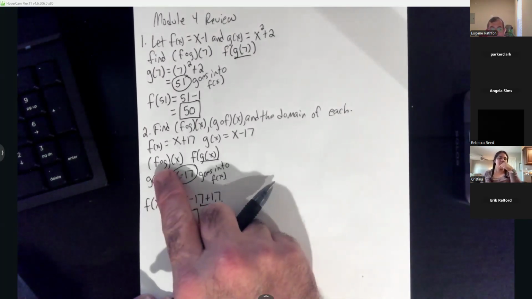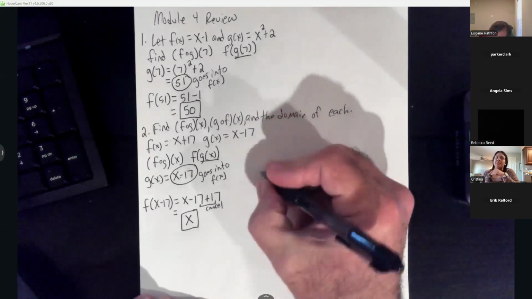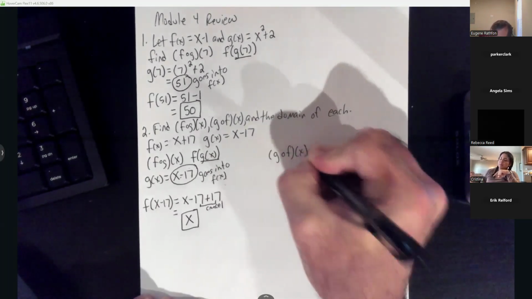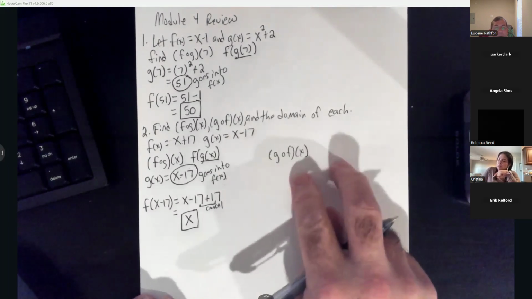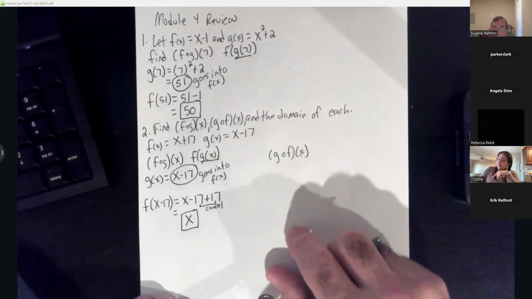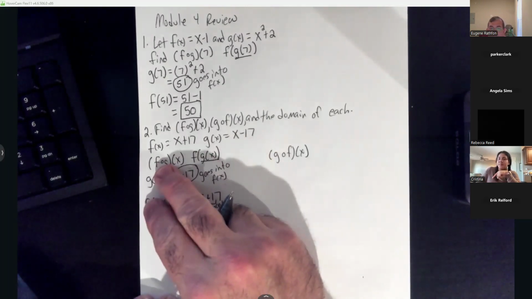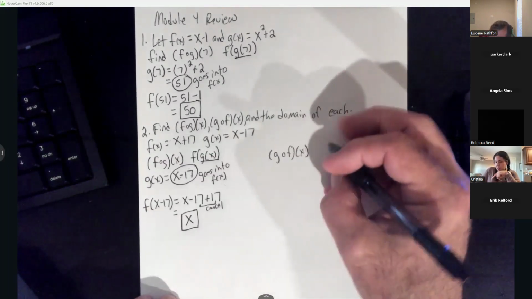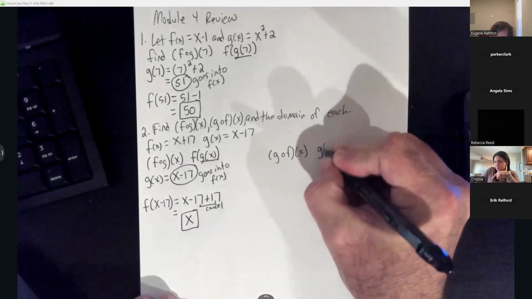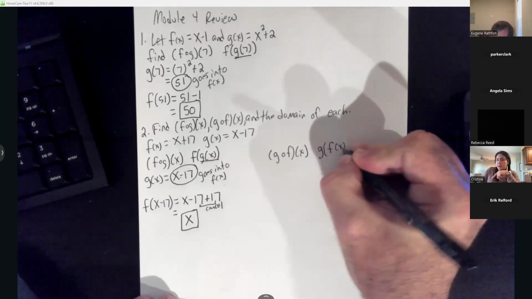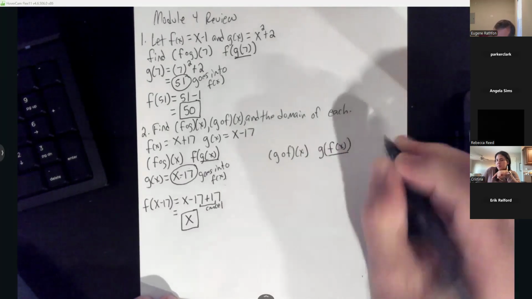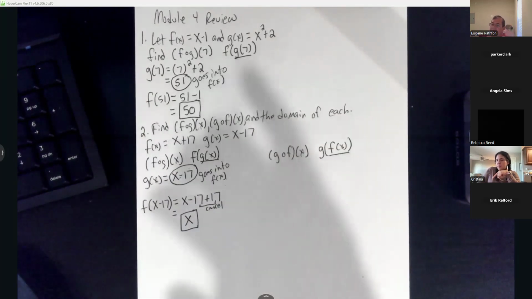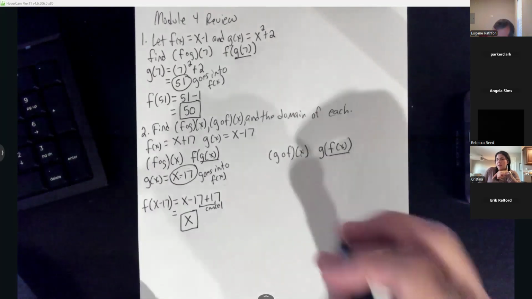So that was f compose g. Now we'll do our g compose f of x. And once we do this one, then we'll start our domains for each of these, okay? So they have you find the f first, and then the g, and then the domains of each. So g compose f of x is like this, g of f of x. So I'm starting with the f of x this time. You always start with the innermost parentheses, right?